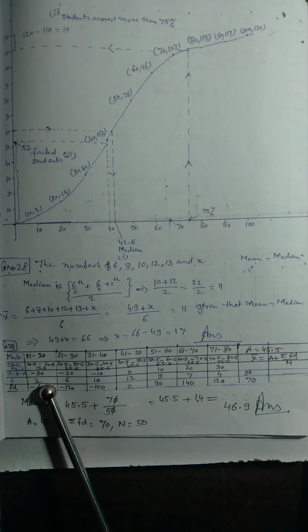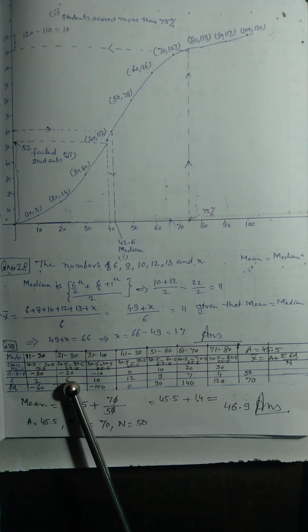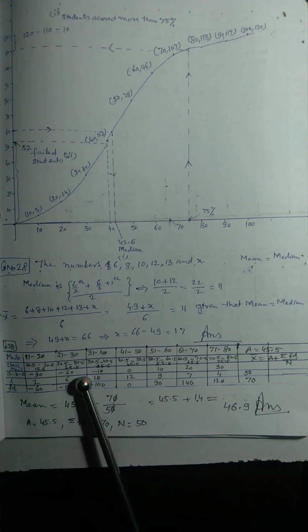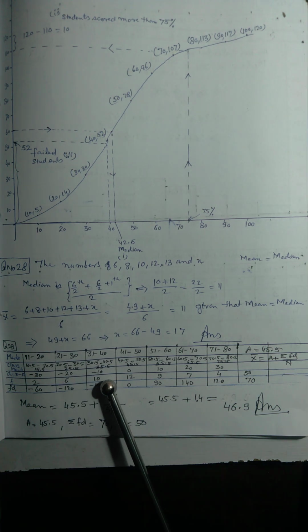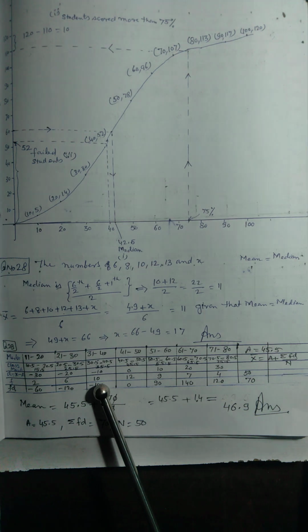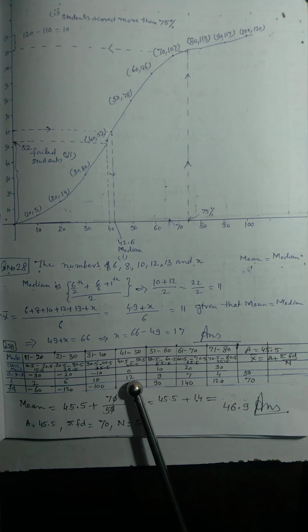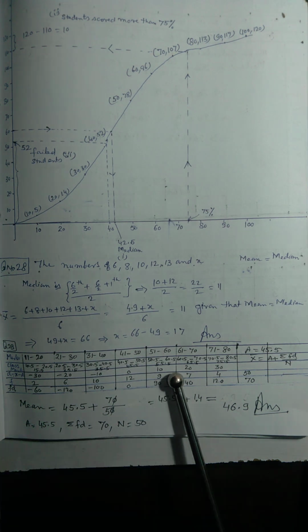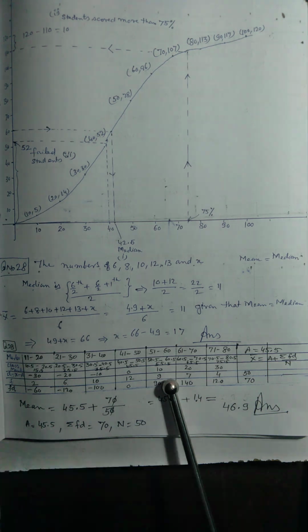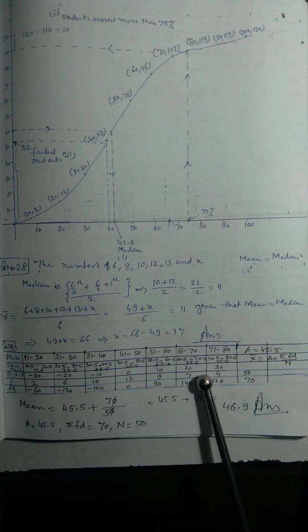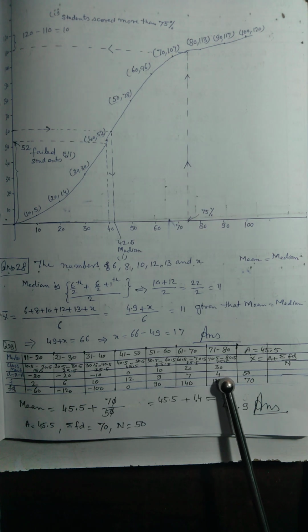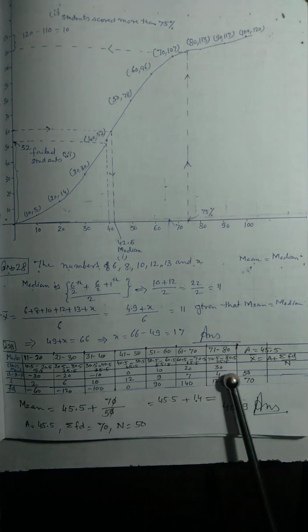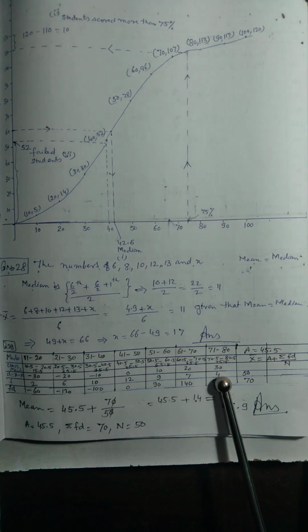15.5 minus 45.5, that is minus 30. 25.5 minus 45.5, that is minus 20. 35.5 minus 45.5, that is minus 10. 45.5 minus 45.5, that is 0. 55.5 minus 45.5, that is 10. 65.5 minus 45.5, that is 20. 75.5 minus 45.5, that is 30.